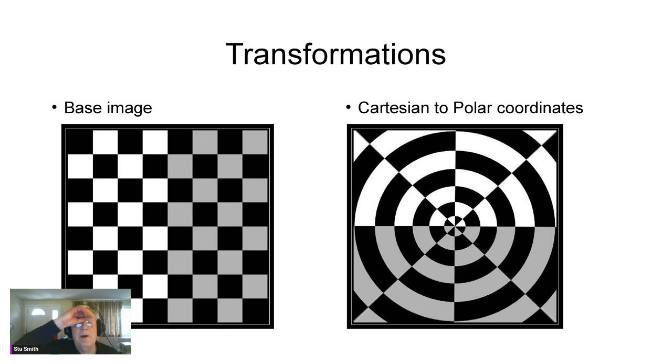Okay, step 2 are the transformations. Some of these are easy to understand, some of them not so much. As a test case, I'm using this as my base image. It's a checkerboard of sorts. And the first transformation is Cartesian to polar coordinates.